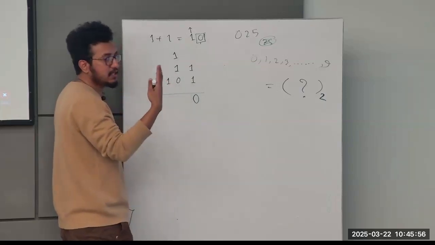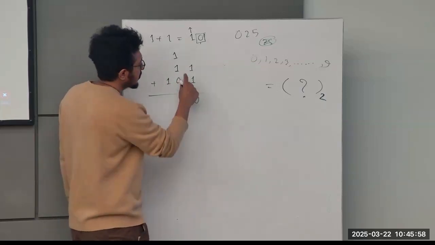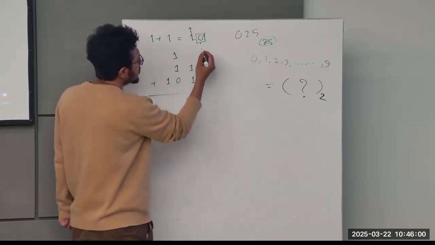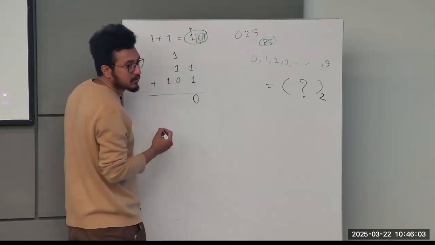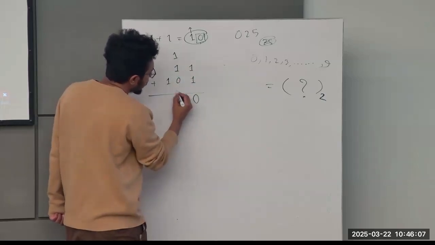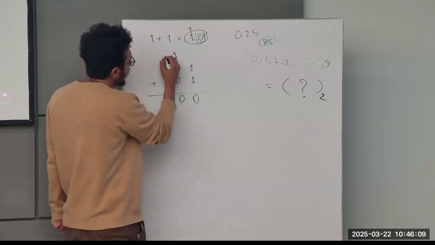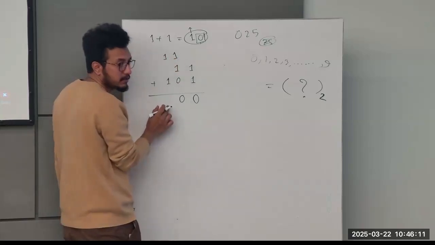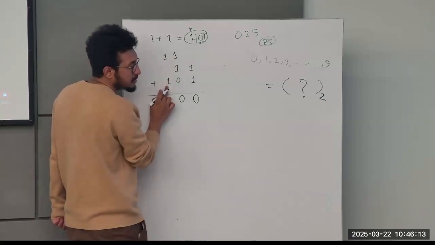At first, think of it in decimal. 2. And what is 2? 2 is basically 1 0. So this result is also 1 0. So we will put a 0 here, and 1 will be going where? Here. So what is 1 plus 1?